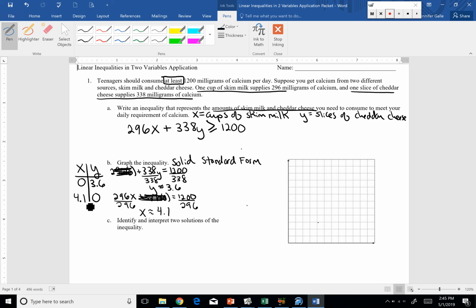That's all we need. Now, since it is application though, we want to be specific with things. We want to be detailed. We want to label our axes. So if my x-axis is down below, what do my x values represent? What did we label the x's as? Cups of skim milk. So this is cups of skim milk. And then the y, we had slices of, if you just want to put cheese, you can. I'm going to be specific and put cheddar cheese. Up to you.